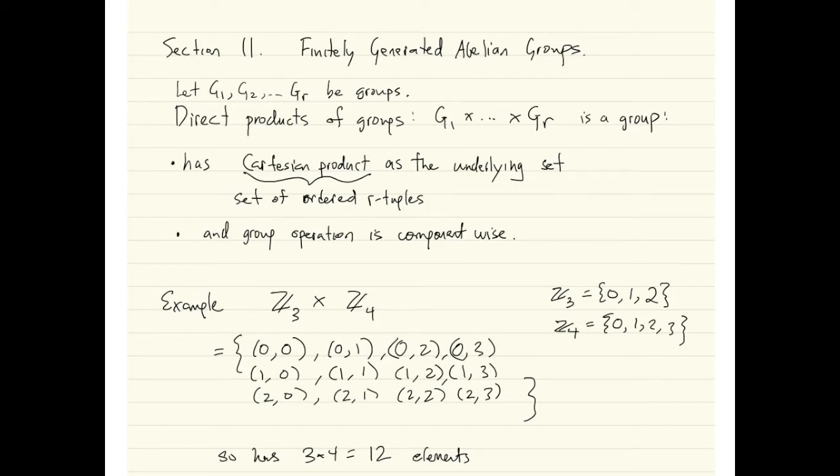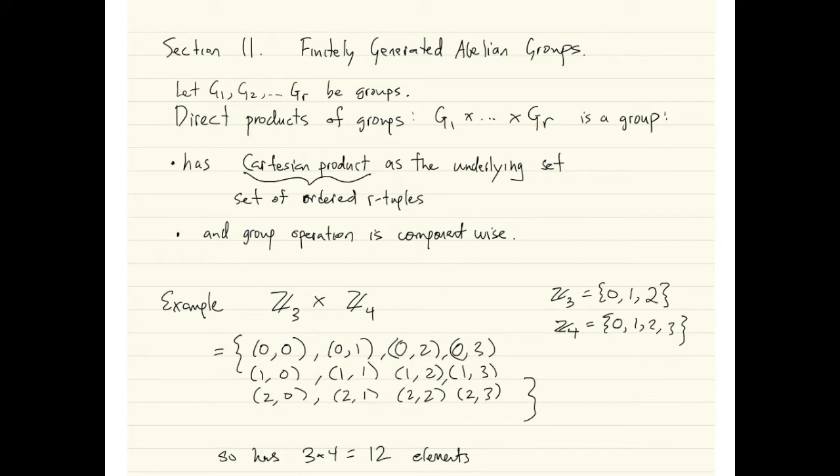In the next few videos, we're going to talk about finitely generated abelian groups. So let G1, G2, and so on up to GR be groups. They don't have to be abelian. Then we define the direct product of these groups to be a new group. It's denoted G1 times G2 and so forth times GR. And this is a group.